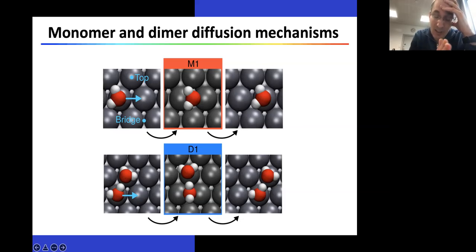And again, if you probe mechanisms for diffusion of this species, you find that the low energy pathway takes the molecules over a bridge site. So the low-lying donor molecule goes from top to bridge to top, and the high-lying molecule follows.